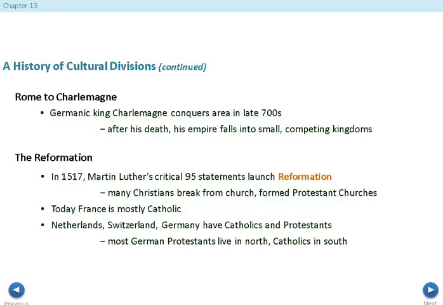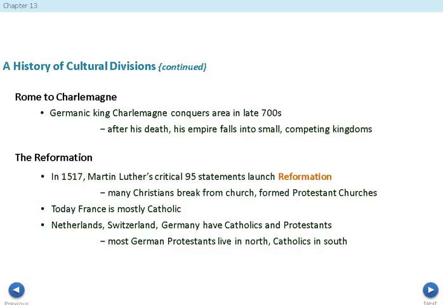The Germanic king Charlemagne is going to conquer the area in the late 700s. After his death, the empire falls into smaller competing kingdoms, which is very, very common, but that's where you're going to see different types of countries, small, big, just a bunch of different ones in this area.